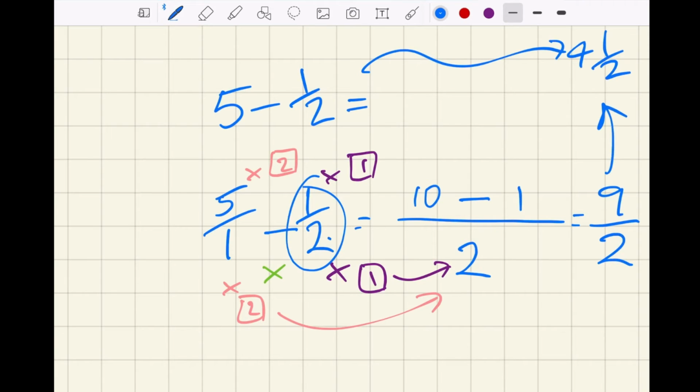Now we still haven't got this. Do you know why? Because we haven't converted it back into a mixed number. So we'll do that now.